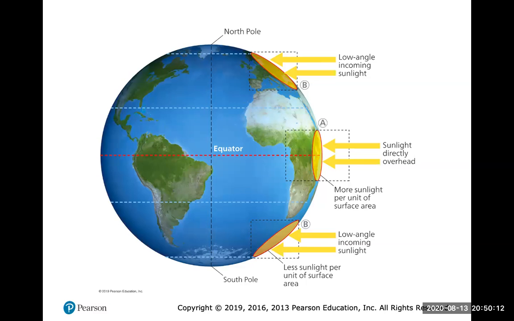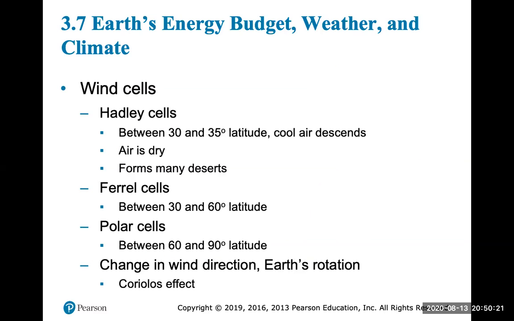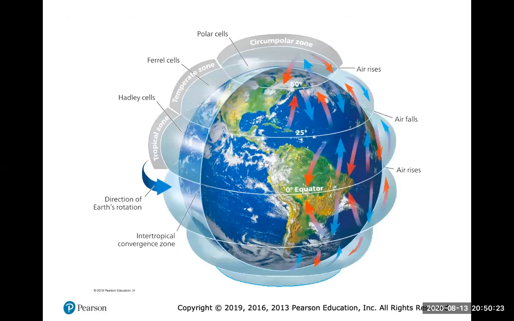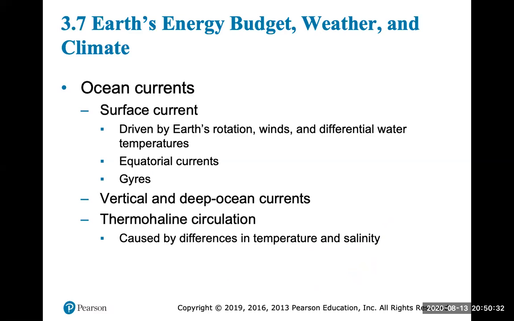So this is showing how sunlight hits the earth, causes these cells and wind cells to circulate, and creates these convection currents. You can see how these convection currents, with the Earth's rotation, cause the air to flow around the globe. Ocean currents are another big player in the weather and climate.